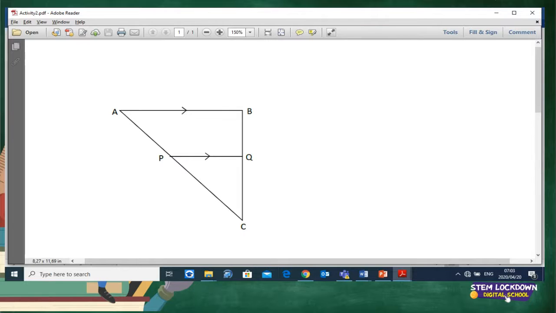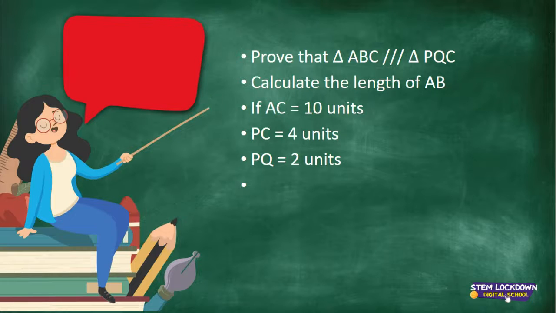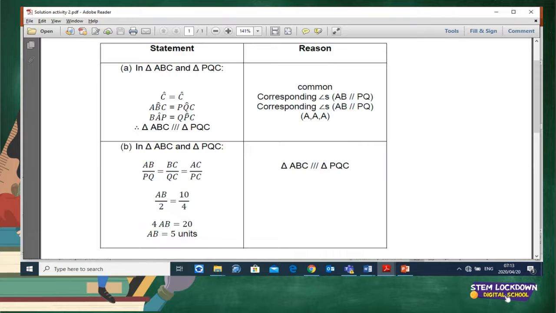And remember, you are given the value of AC. You are also given the value of PC, which is 4 units. And equally, you are given the value of PQ. So now that you have got values, all that you need to do is just to substitute. So you can substitute your values at this point. And let's see how I'm going to substitute. But before we substitute, you can see the solution of how we have proved that triangle ABC is similar to triangle PQC, just as reflected in the next slide.